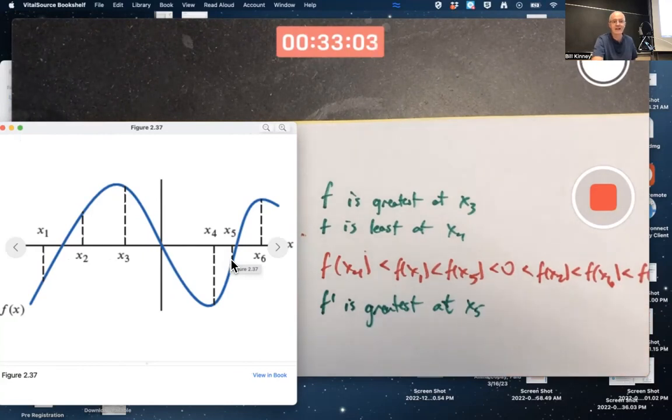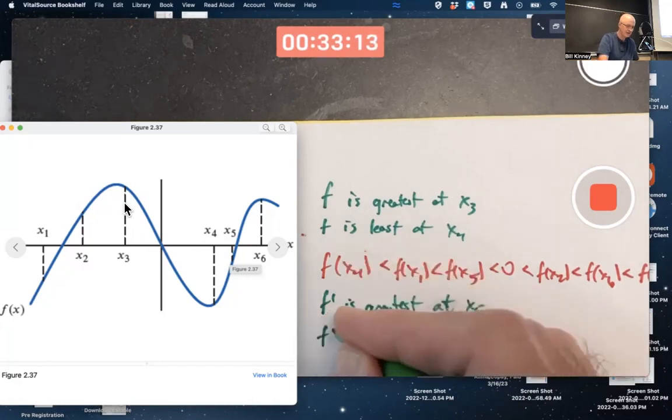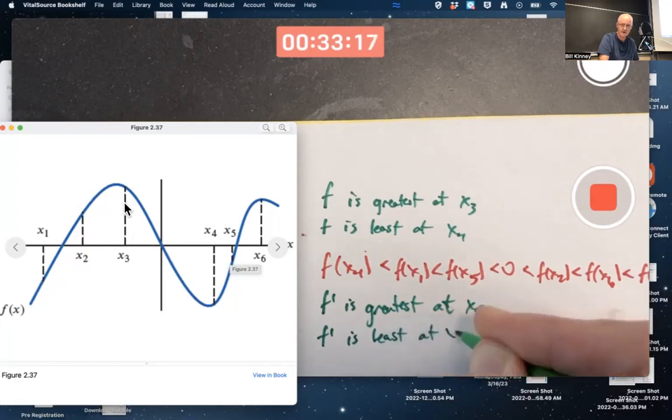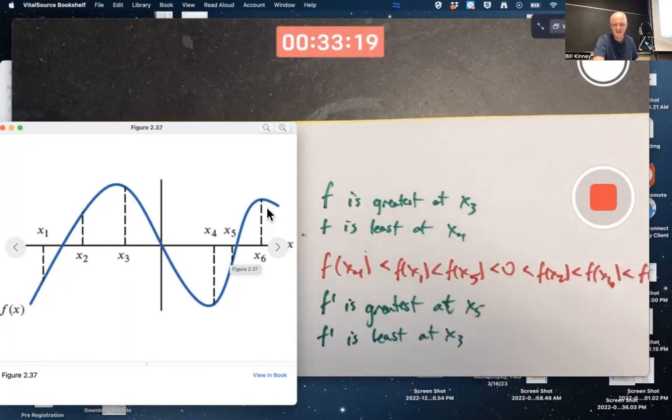Where is the steepest negative slope, if there are any with negative slopes? Looks like there's only one spot here with a clear negative slope, and that's at x3. F prime is least at x3, right? At x6, it looks like the slope is close to 0. At x4, slightly positive.